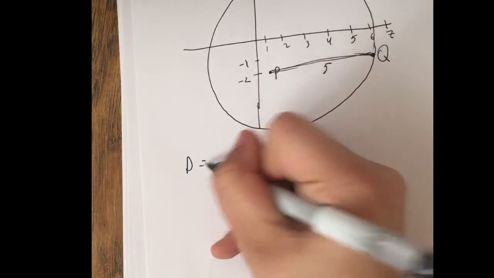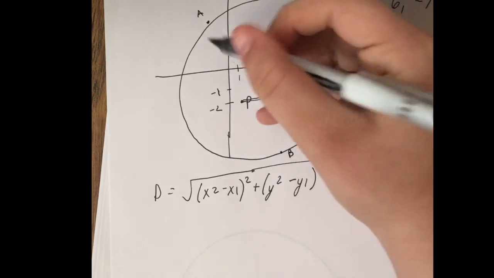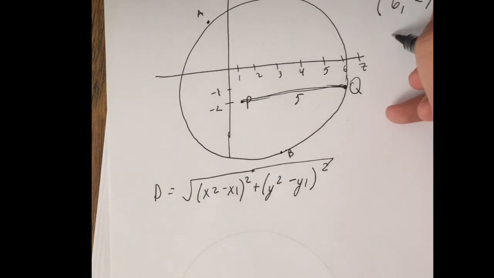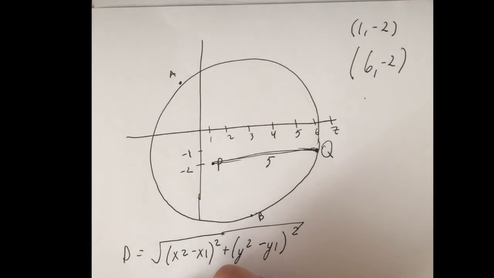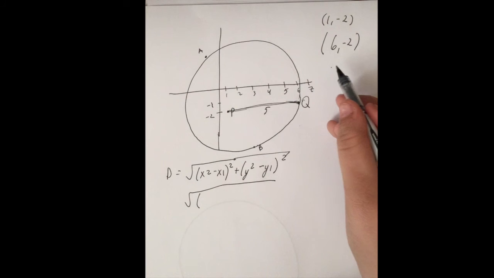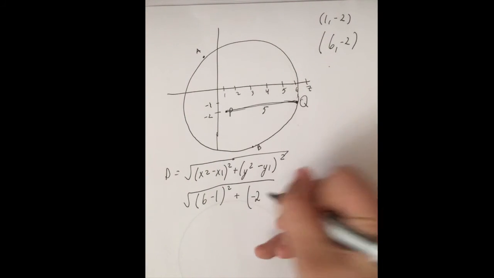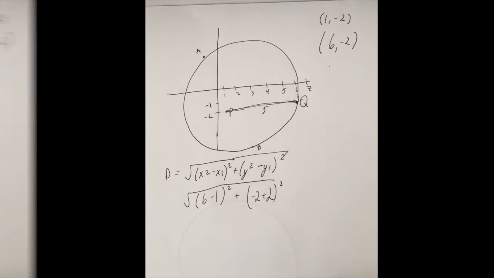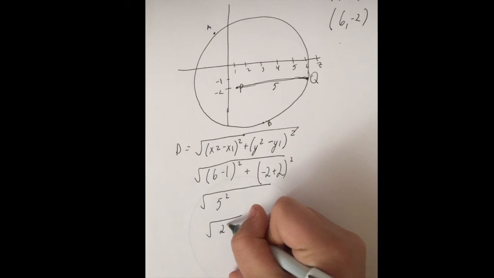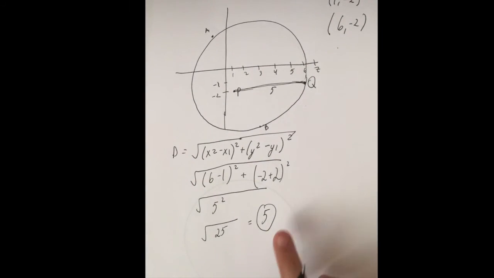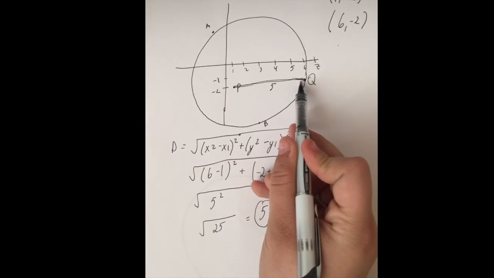So now we know the distance formula. We have A, B, the midpoint of that, or P, is (1, -2). So let's plug those in. x2 minus x1, 6 minus 1 squared, plus y2 minus y1, negative 2 plus 2 squared. Solve. 6 minus 1, 5 squared. That's 0 squared, so 0. Root 25 is equal to 5. And that's your radius. So I just proved that PQ is equal to your radius.